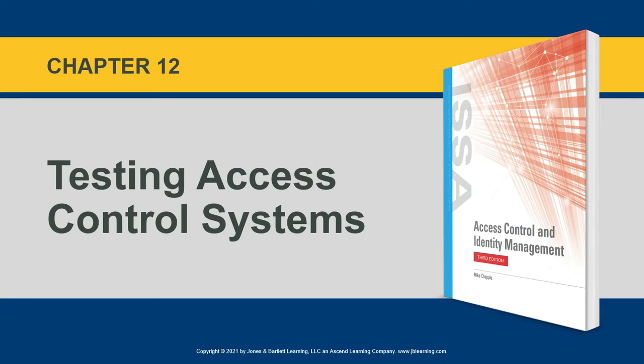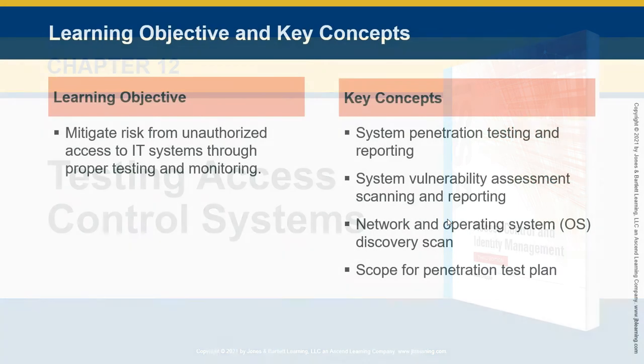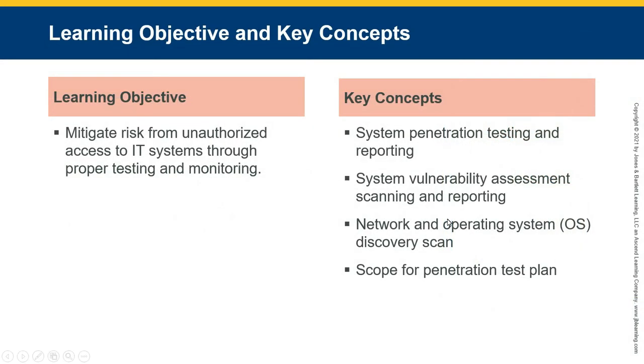Welcome to Chapter 12, Testing Access Control Systems. Learning objectives and key concepts: mitigate risk from unauthorized access to IT systems through proper testing and monitoring. Key concepts: systems penetration testing and reporting; system vulnerabilities assessment, scanning, and reporting; network and operating systems discovery, scan, and scope for penetration test.